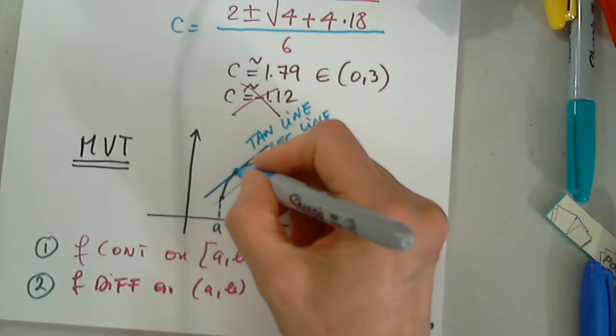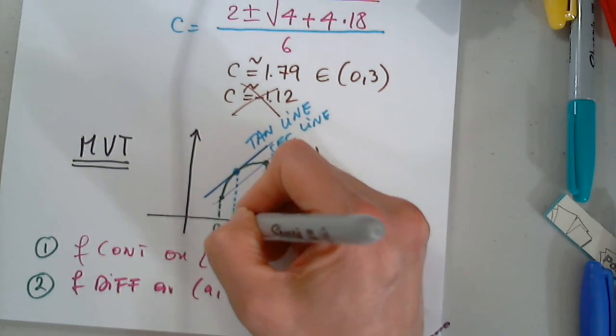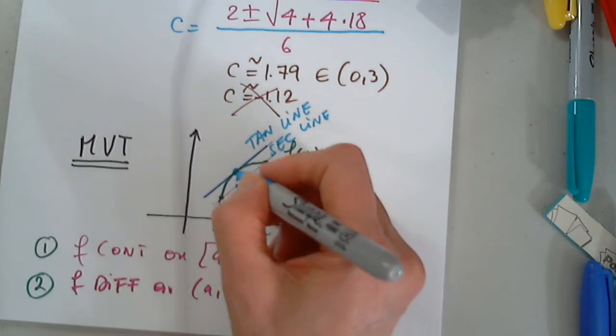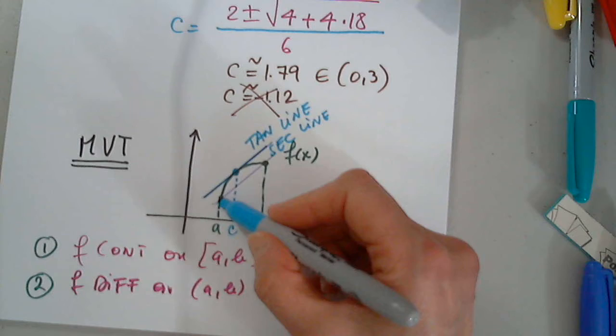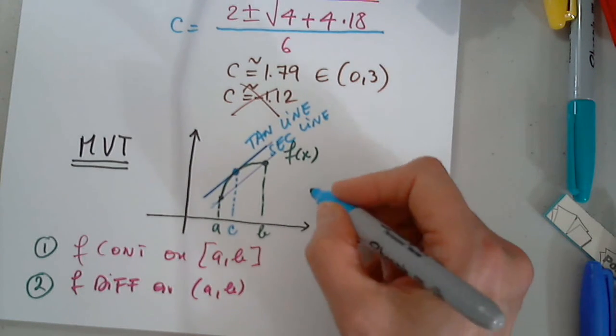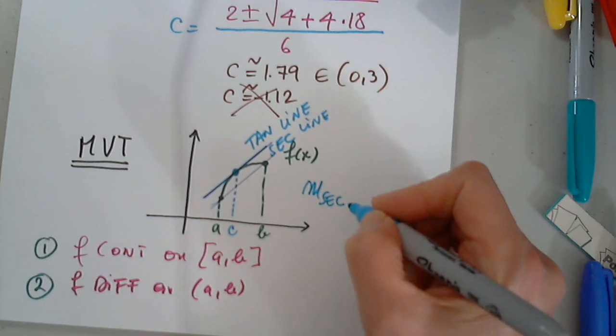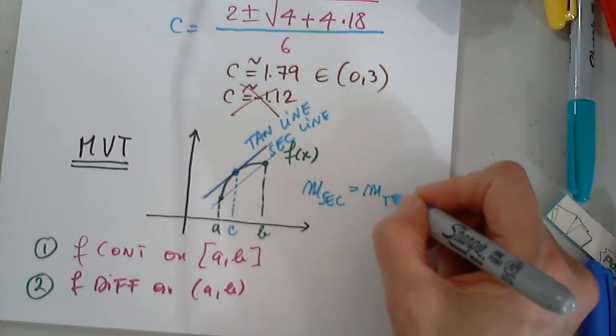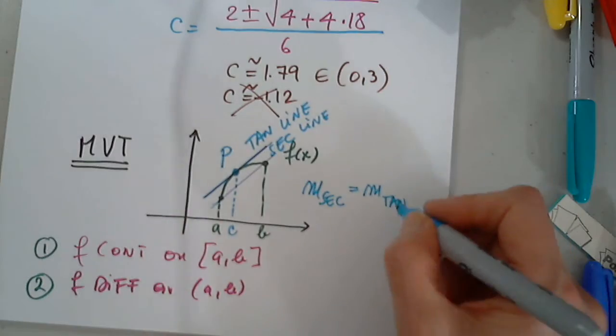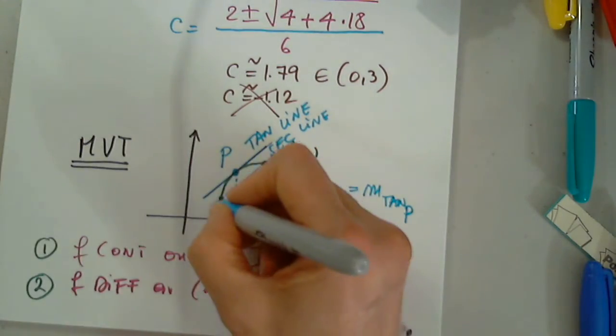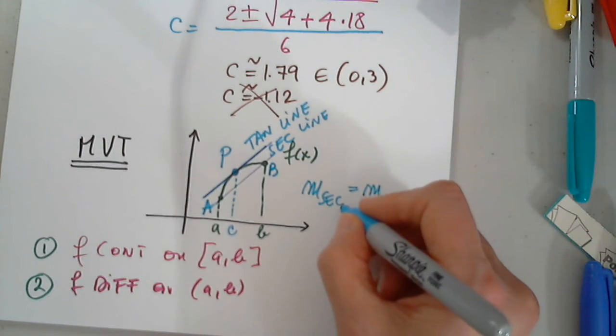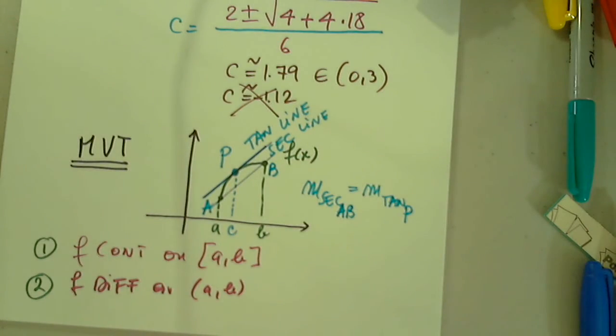At this point, I definitely have an x-coordinate, and I'm going to call it C. It is very clear by construction that the slope of the secant line will equal the slope of the tangent line. I'm going to call this point P. This is AB, so the secant line AB will have the same slope as the tangent line at P. Is that acceptable so far? Yep. Moving on.